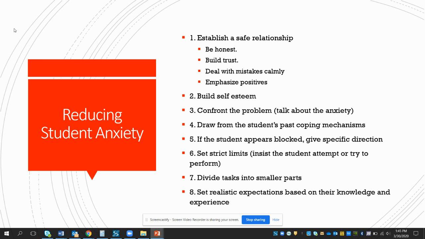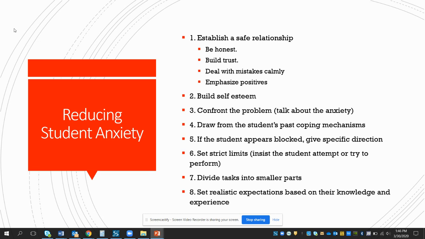Because if they don't trust you, then they're not going to feel safe here again, and they're not going to be willing to make those mistakes. They're not going to take the opportunity to provide answers for fear that it might be wrong and that they might make themselves look stupid in front of you. So build that trust, build that safe relationship with the student. Build self-esteem for the student. Again, encouraging their positives and building that trust.